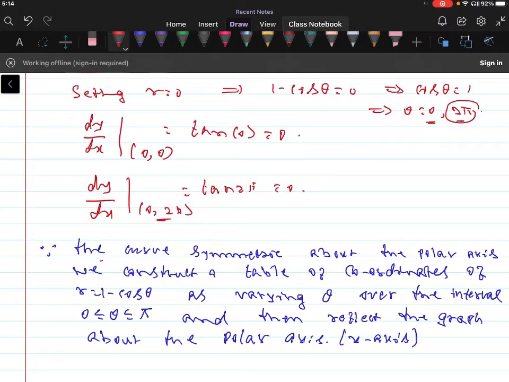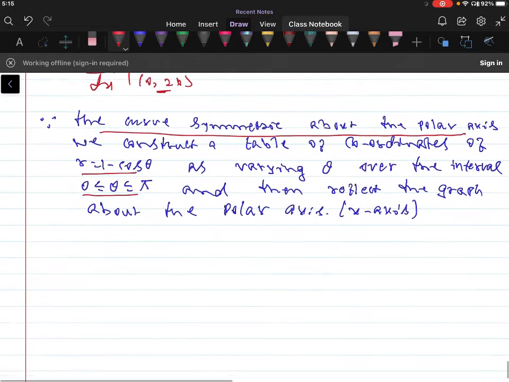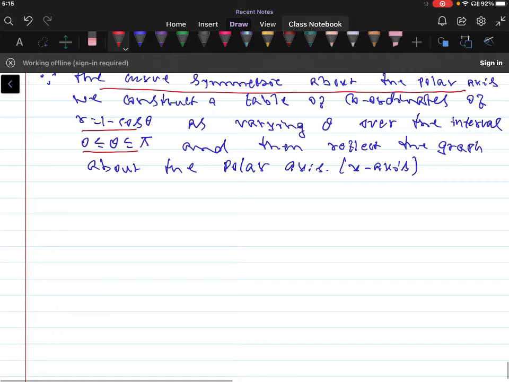Since the curve is symmetric about the polar axis, that is the x-axis, let us construct only a table of the coordinates of r is equal to 1 minus cos theta by varying theta over the interval 0 to pi instead of taking 0 to 2 pi. So let us take only from 0 to pi and then reflect the graph about the polar axis. So let us move to the table of the coordinates of the curve r is equal to 1 minus cos theta when theta is from 0 to pi.